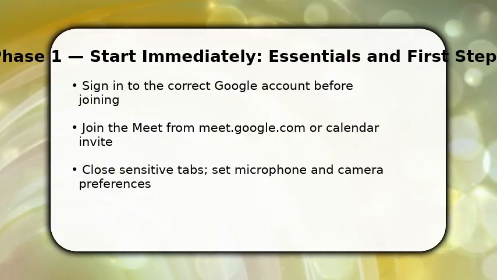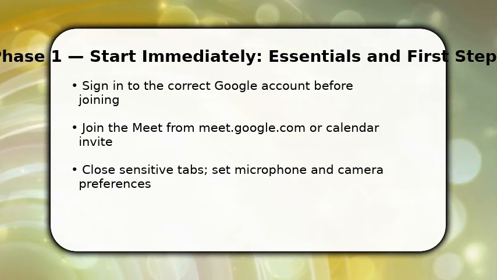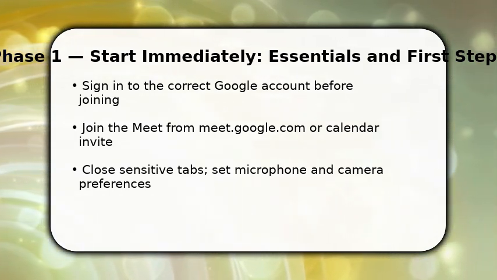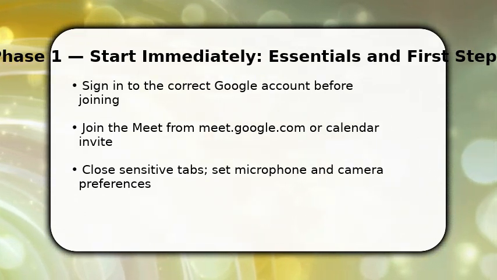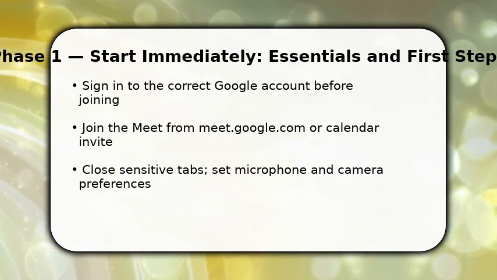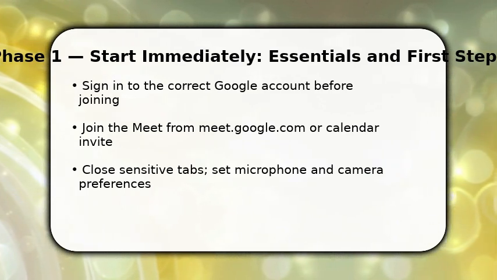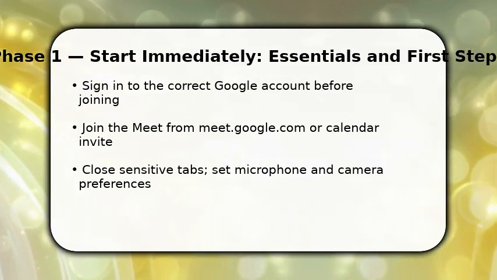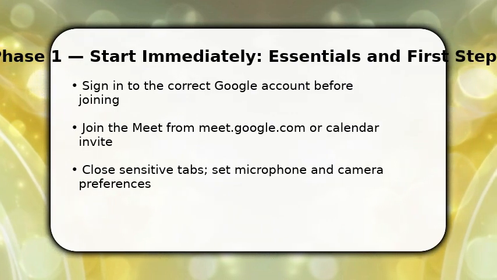Enjoy the video. You'll start by opening the Meet and joining on the device you intend to share from. Make sure you're signed into the correct Google account so permissions match. Once in the meeting, check microphone and camera controls and close any private tabs or files. This prevents accidental exposure. Now, look for the Present or Share button at the bottom right. It's the control that starts the screen share workflow, and you're ready for the next step.